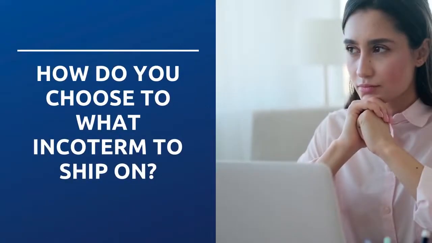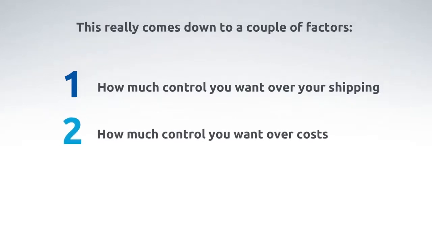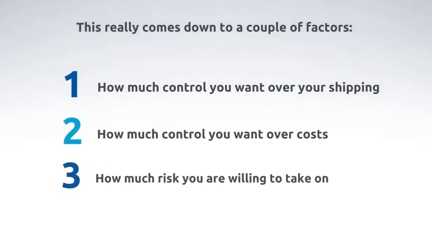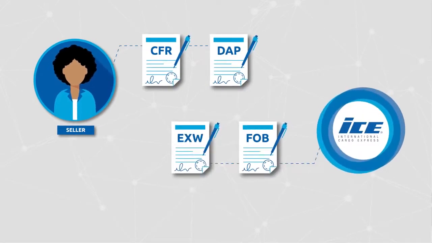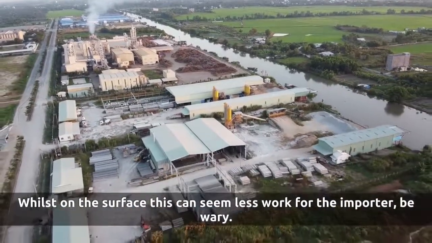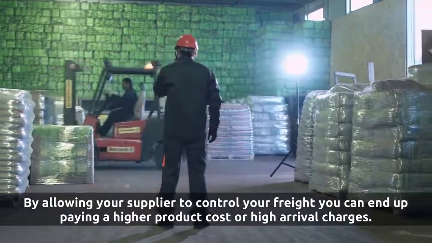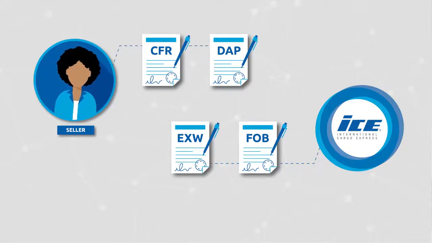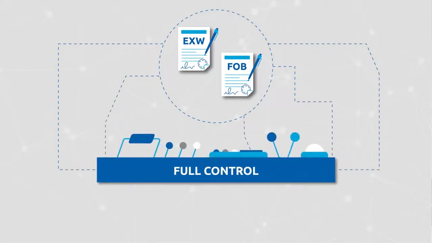How do you choose which Incoterm to ship on? This really comes down to a couple of factors. How much control you want over your shipping, how much control you want over costs, how much risk you are willing to take on. For importers, we often find suppliers pushing to agree CFR or DAP Incoterms. Whilst on the surface this can seem less work for the importer, be wary. By allowing your supplier to control your freight, you can end up paying a higher product cost or high arrival charges. We would encourage importers to consider EXW or FOB as a preferred Incoterm, as this will give you the most control over the service and associated costs.